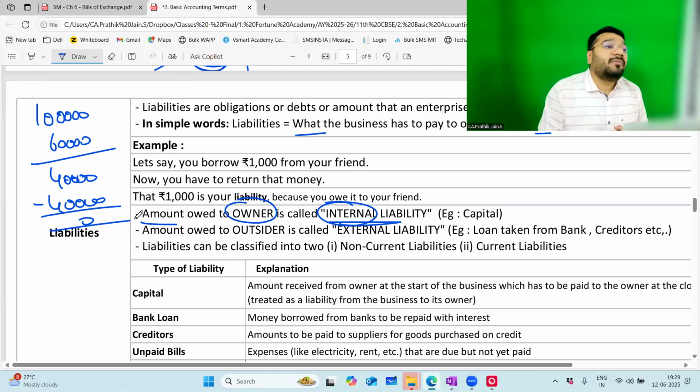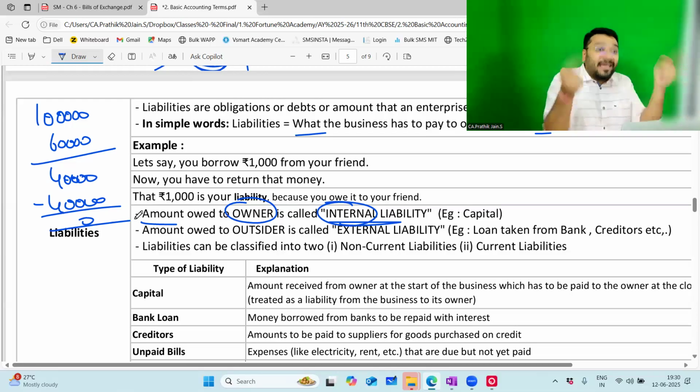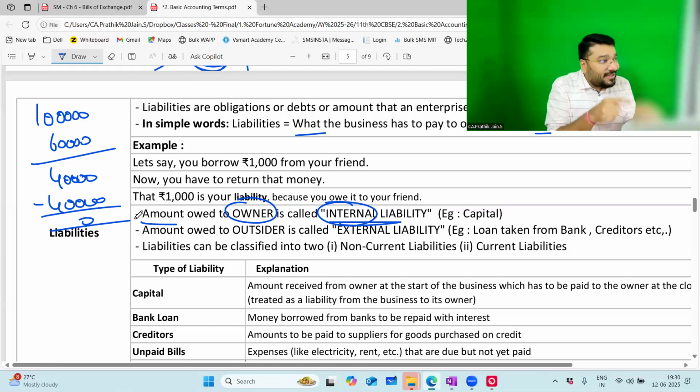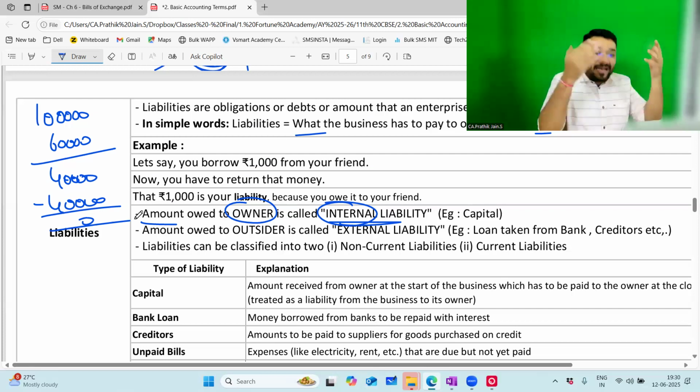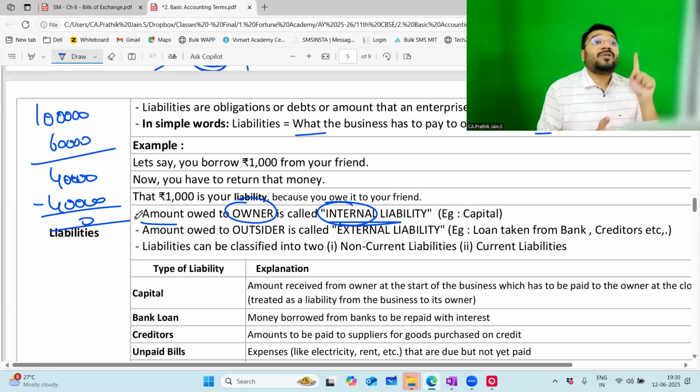So for the business, this is what? Liability. Because anything that the business has to pay anyone in the future, anyone means even the owner. Any money that the business has to pay to the owner in future is also a liability. But that is an internal liability, because the owner is an internal person of the business. Any money that you owe to an outsider, such as a friend, a bank loan you have to pay, a third party, an outside party with no connection with the business, we call it an external liability.